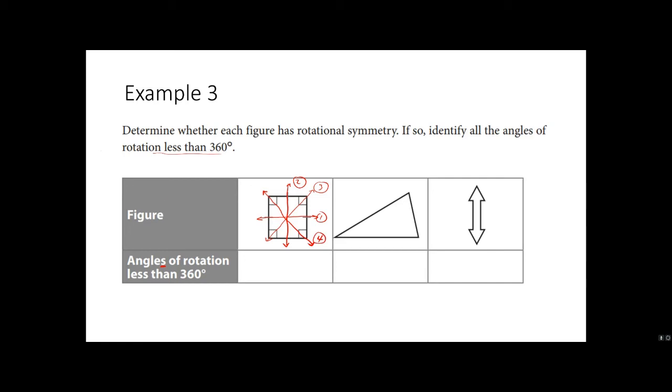Now, the trick with this is basically you have 360 degrees, a full circle, divided by the number of lines of symmetry.